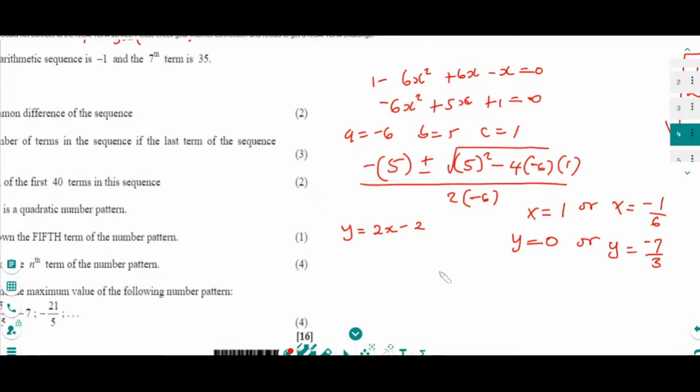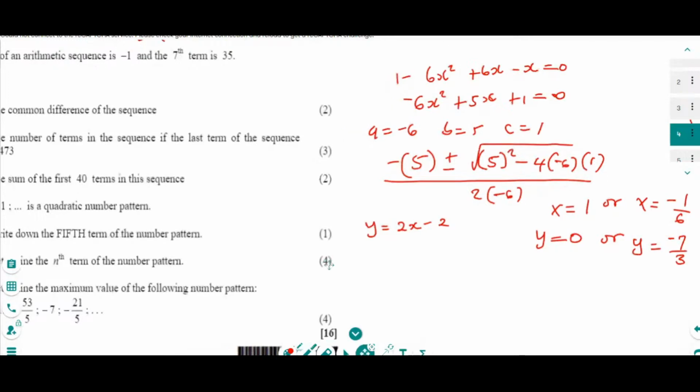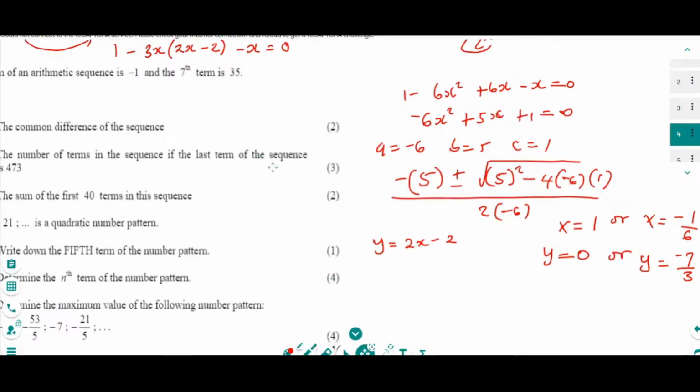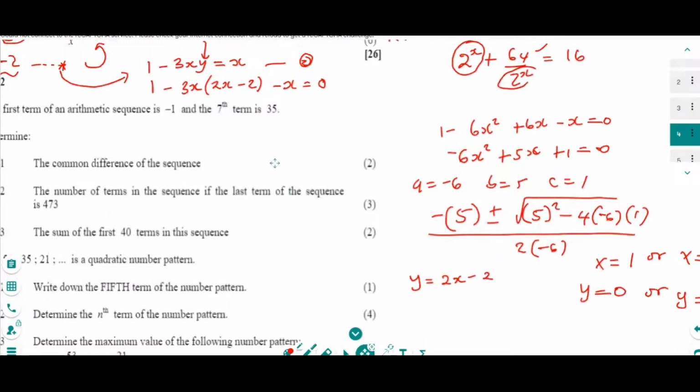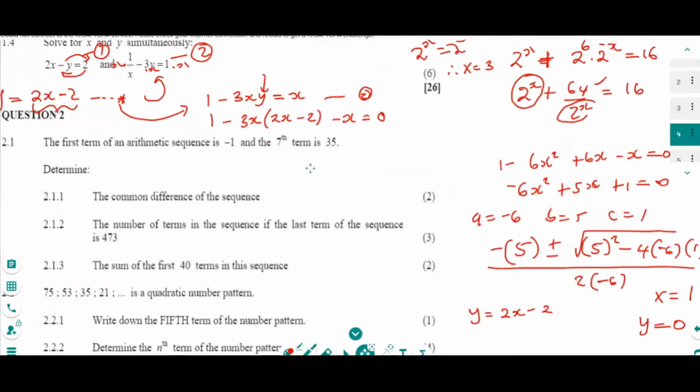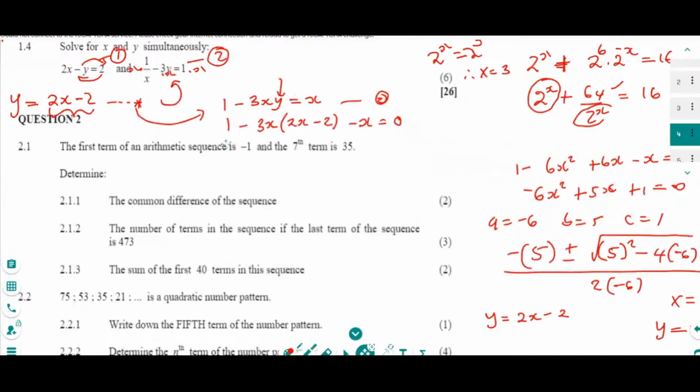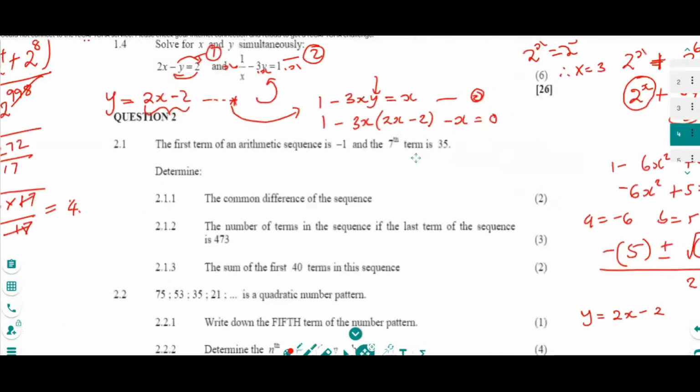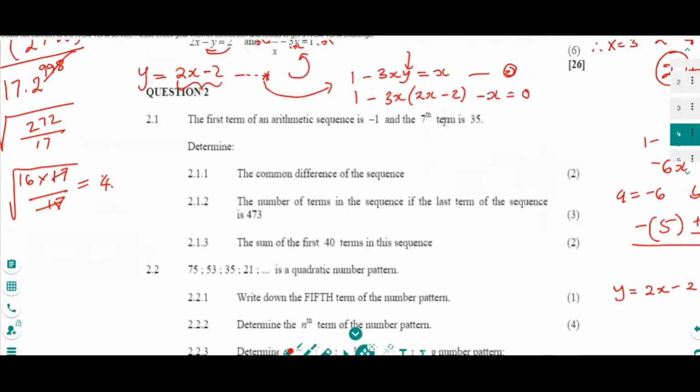So that is how we go about it when we're dealing with simultaneous equations. In normal cases, we expect to have 2 values of x or 2 values of y, depending on what the question is talking about.